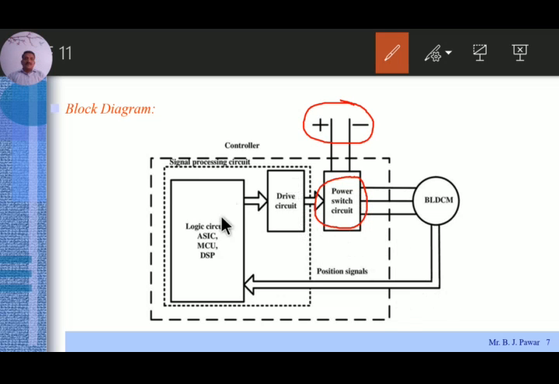There is a need of some PWM generator circuitry. See this one, it is highlighted as logic circuits, or we can use a microcontroller to generate the PWMs. Through the driver circuitry, the generated PWM signals should get applied to the switches according to the requirement of the previous sequence which we discussed.